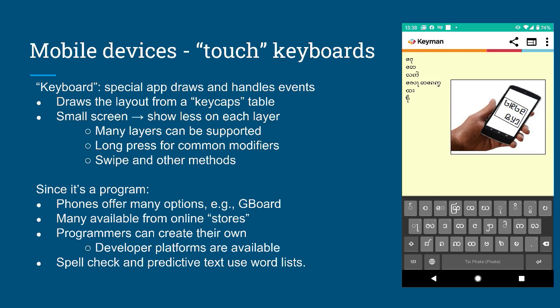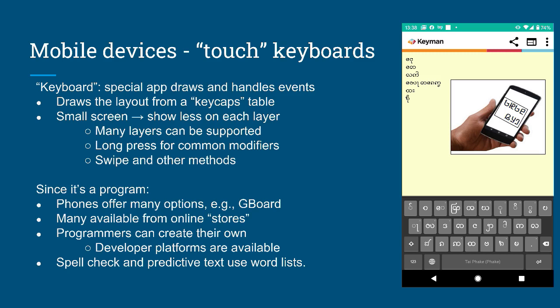A keyboard, in this case, is really just a special application. It's very similar to the keyboard driver that you saw earlier, but it has to do a little bit more. First of all, a keyboard for a touch device like this has to draw the physical layout. And usually it's drawn like a physical keyboard, but it's often done with fewer rows and fewer columns. Why? Because most mobile screens are small and people's fingers are bigger than the very tiny keys or key areas that you would need if you drew a full physical layout on the screen. So very often a restricted set of characters is shown.